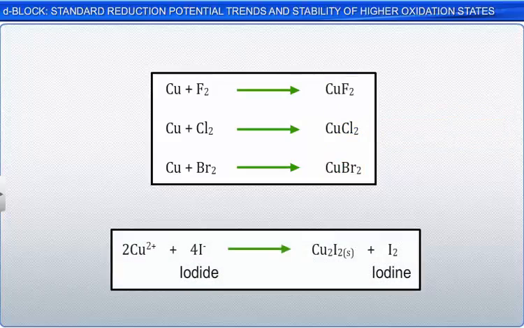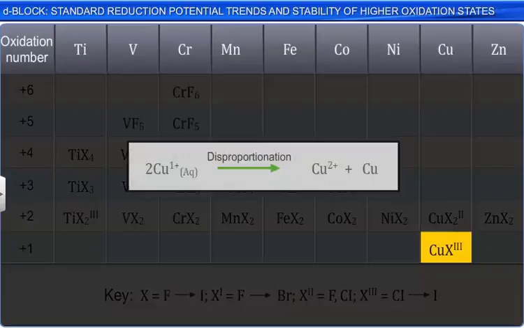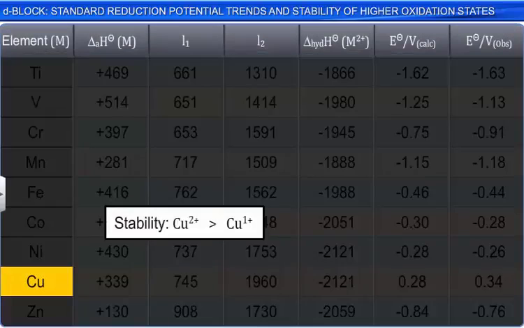Copper +1 compounds, being unstable in aqueous solutions, undergo disproportionation to give stable cupric ion and copper, according to the equation shown here. The stability of Cu2+ ions rather than Cu+ ions is due to the higher negative hydration enthalpy of cupric ion than cuprous ion, which more than compensates for the second ionization enthalpy of copper.